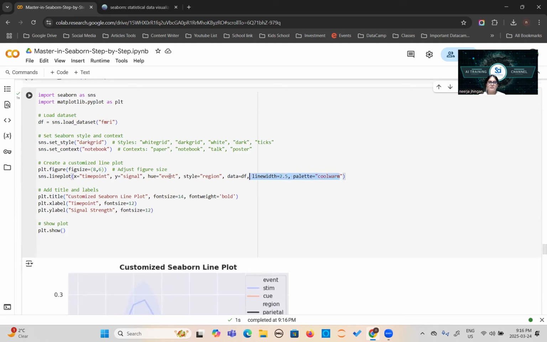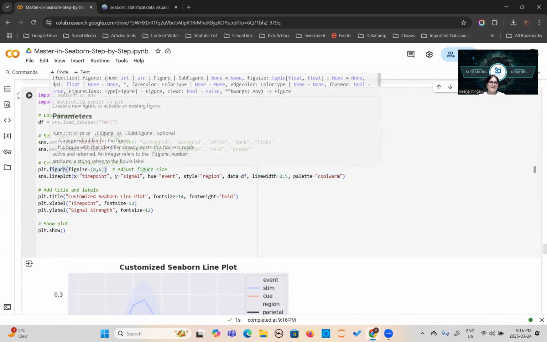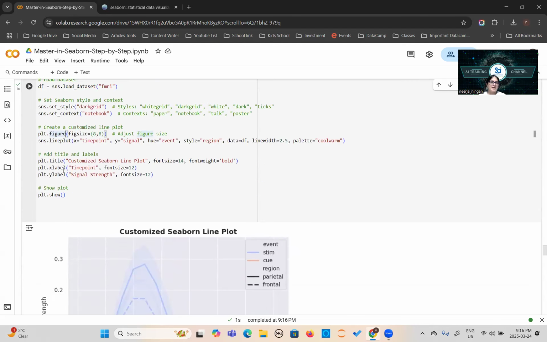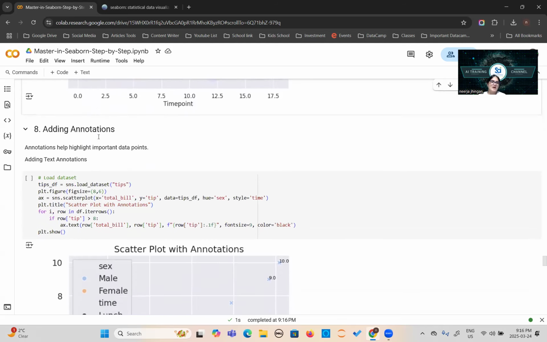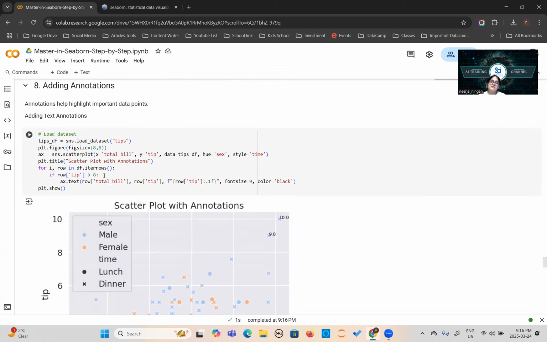Okay. These parameters you have already learned previously in the line plot. Okay. Here I am also using the figure. This I have already explained well in the Matplotlib video. You have to watch that video. Okay. Now adding annotation. Annotation is very important when you are showing the graph to a stakeholder. If there is no annotation, it's very hard for them to understand what this data point means. Okay. Now here we are adding a text annotation like this, the highest value of the tip.